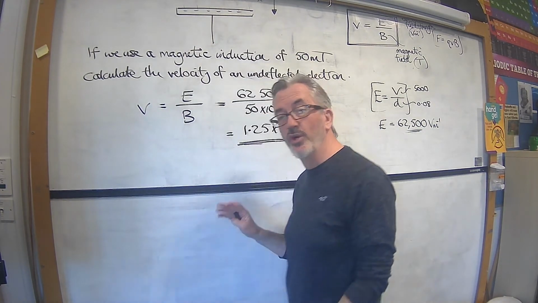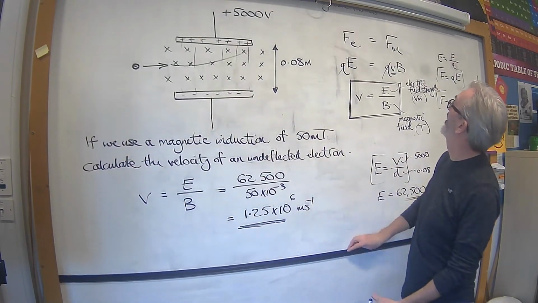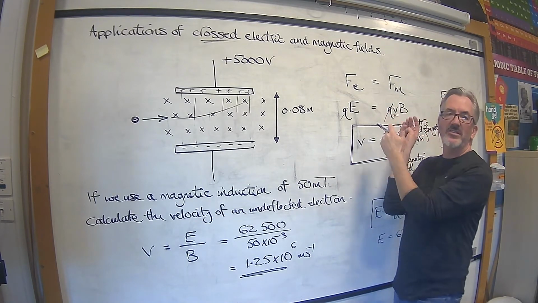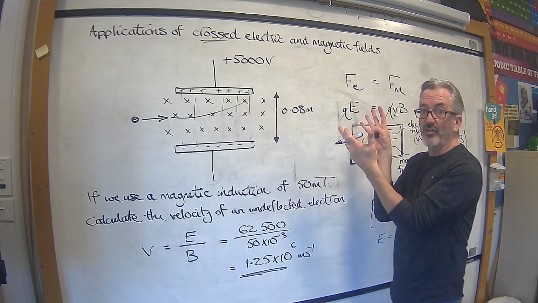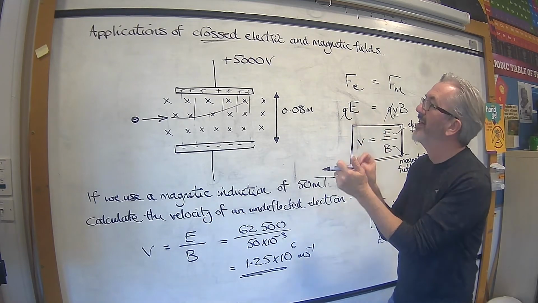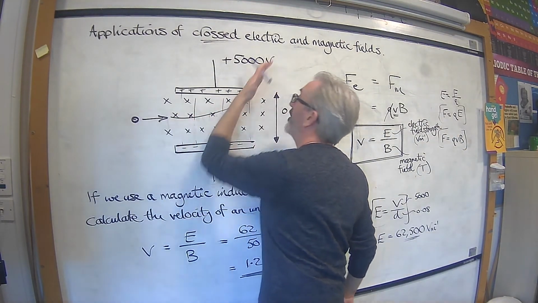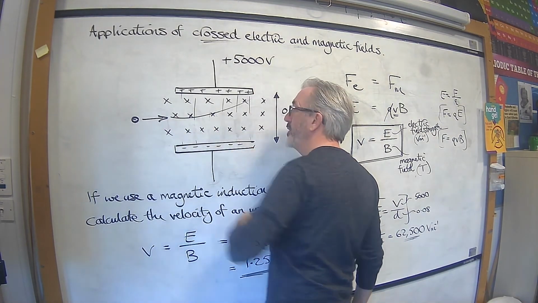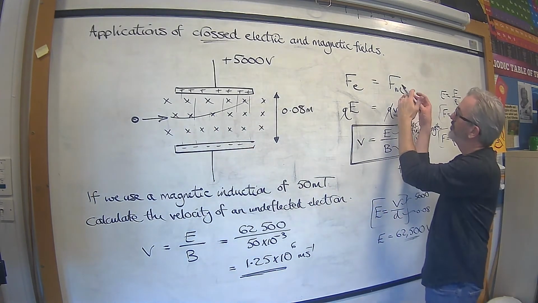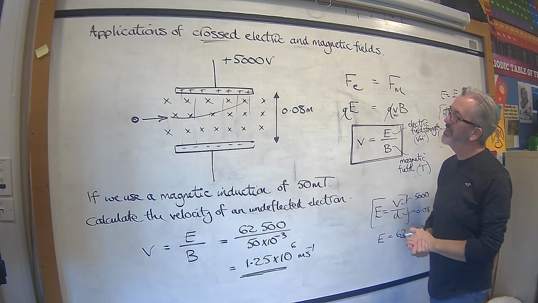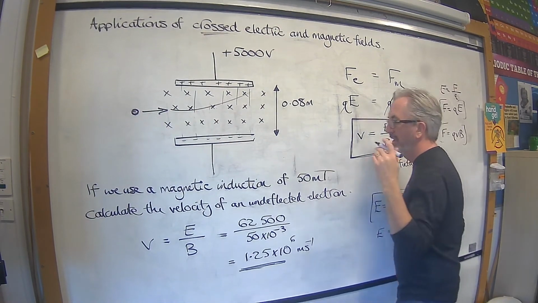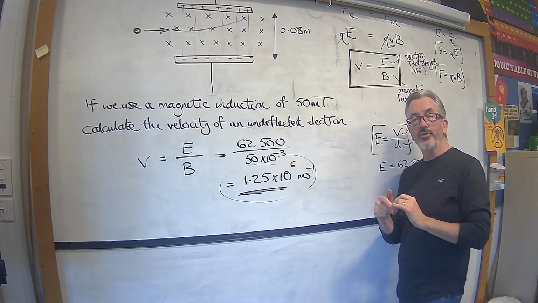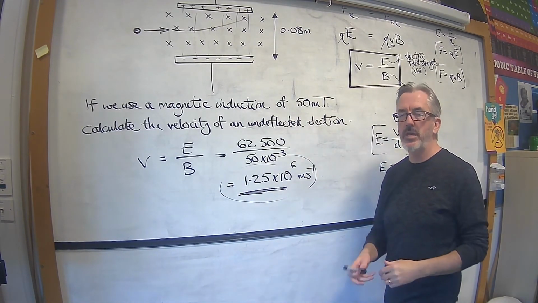If they're going slower than that, what would that affect? That would mean the magnetic force was less than the electric force. So the electric force would have more of an impact on it. Therefore, if it was going too slow, it would curve up the way. If it was going too fast, it would curve down the way. The magnetic force would be in favour the greater the velocity is. Only electrons travelling at that speed will travel through undeflected because of their velocity.